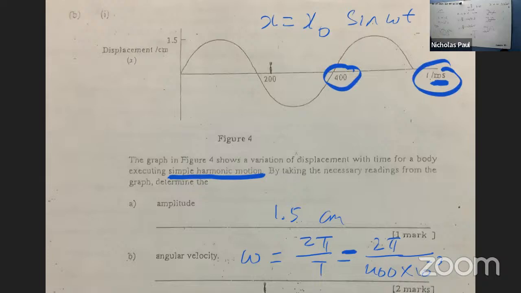What is that? How much is that? 15.7 radians per second, right? Radians per second. Okay.